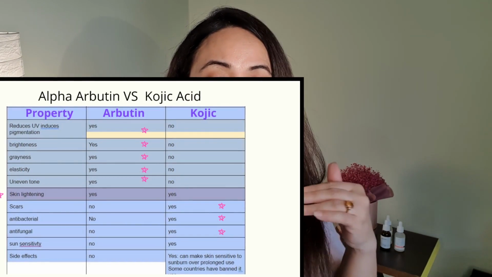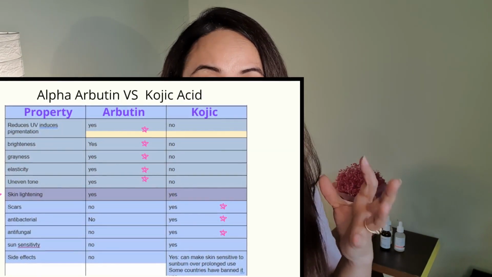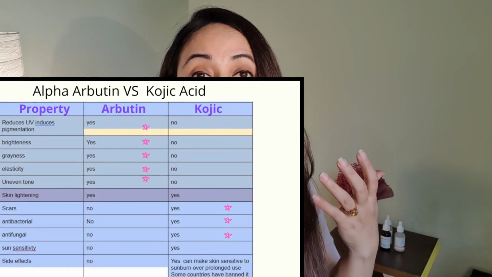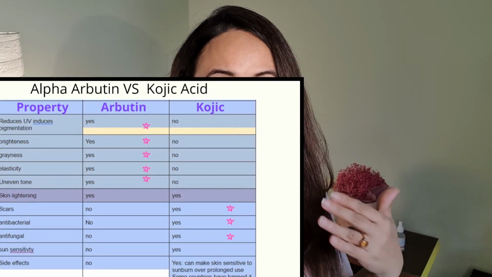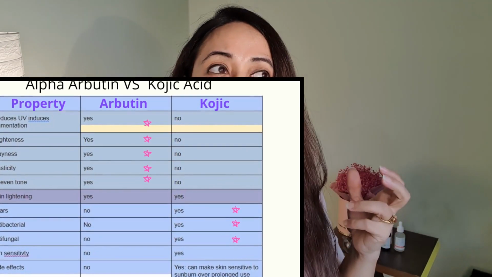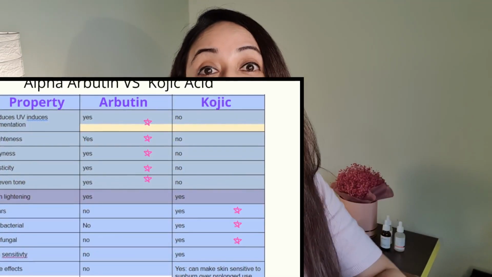When we go down to the scar and to the other properties, we see that kojic acid is great for reducing scarring. It's antibacterial, it's antifungal. However, it does increase skin sensitivity over a period of time, and like I said, some countries have banned it. So kojic acid in and of itself is great if you have acne prone skin because you need the antibacterial, the antifungal properties, and you need it to be fighting your scars. Whereas Alpha Arbutin has none of those. Now when we bring them together, they are a great combination if you have acne prone skin. Which brings me to the next product.